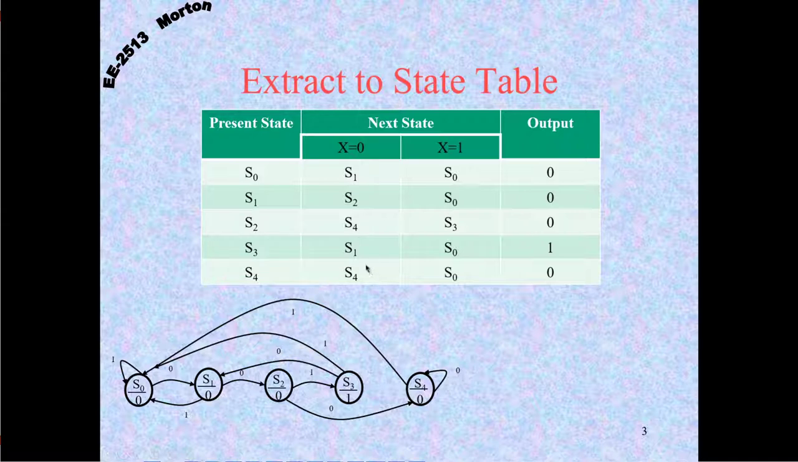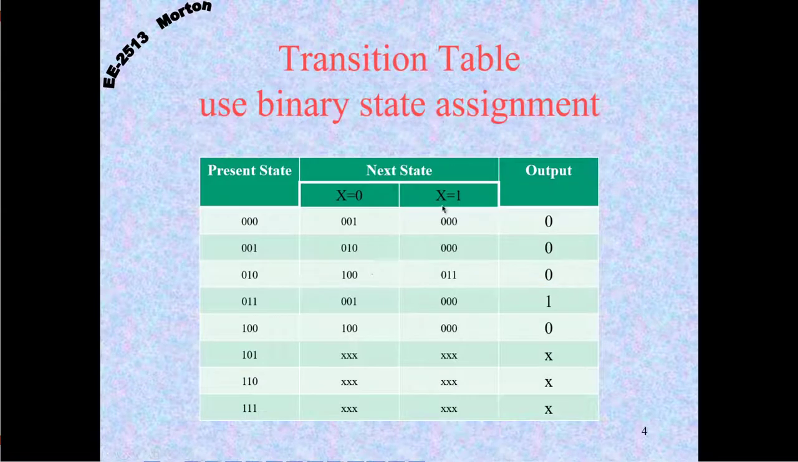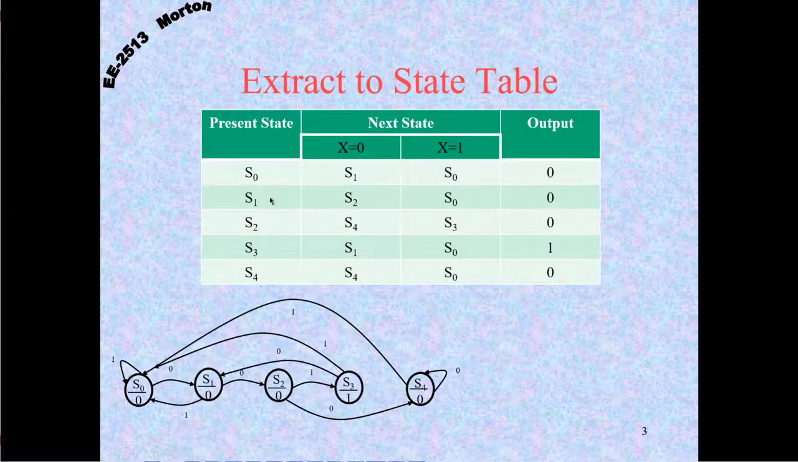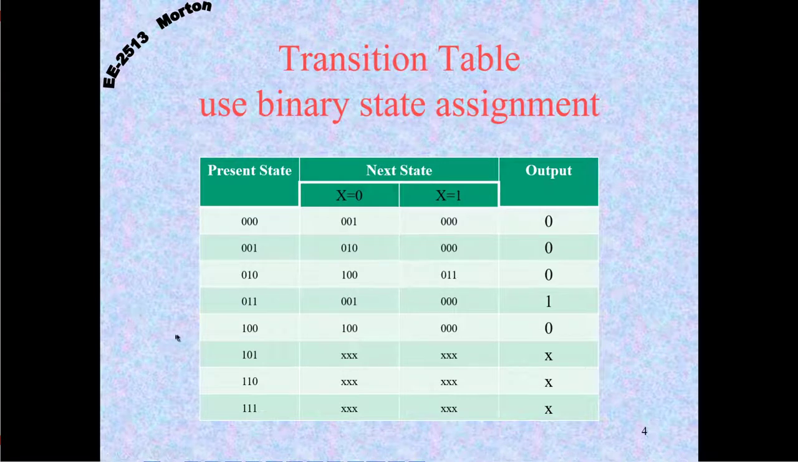All right, so now we substitute those things in, and we also have some don't cares. So here we only had 1, 2, 3, 4, 5 states represented, but with 3 variables, we can represent up to 8 states. So we have 3 don't cares. The bottom 3 rows are don't cares, 5, 6, and 7. Don't cares, and don't cares for the output.